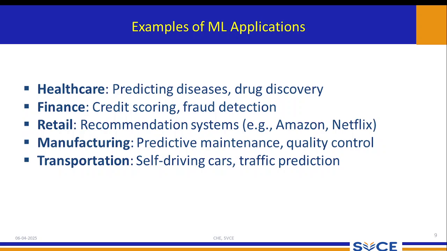Manufacturing: predictive maintenance, quality control. These are machine learning applications. Transportation: predictive maintenance, and many complex systems can be easily studied by machine learning applications in chemical engineering. Transportation also includes self-driving cars, traffic prediction, and robots. This is all application of machine learning.